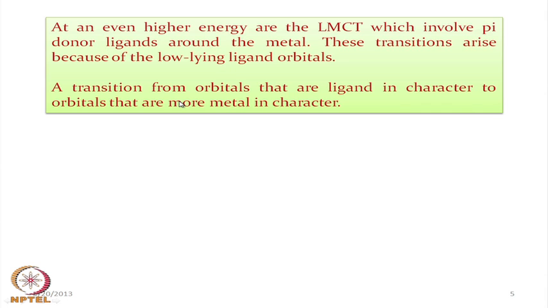So, a transition from the orbitals that are of ligand in character to orbitals that are more metal in character. So, we will have the transition from one center, that means one molecular orbital which is of ligand character to another molecular orbital which is of metal character. Then we will consider the transition would be LMCT.